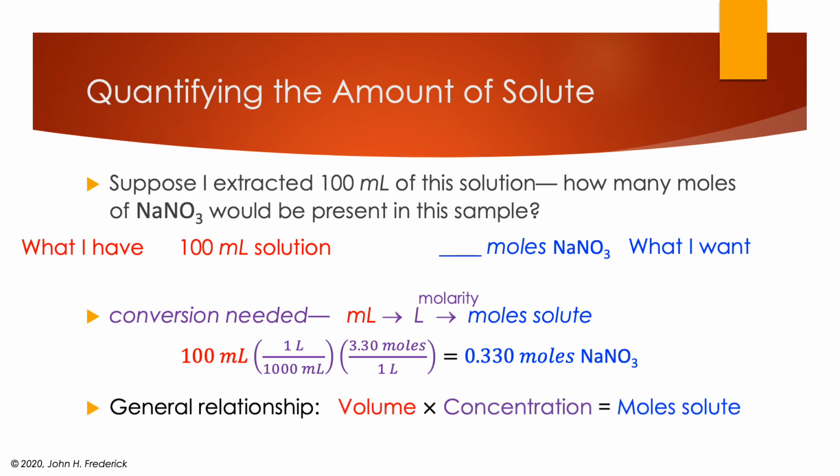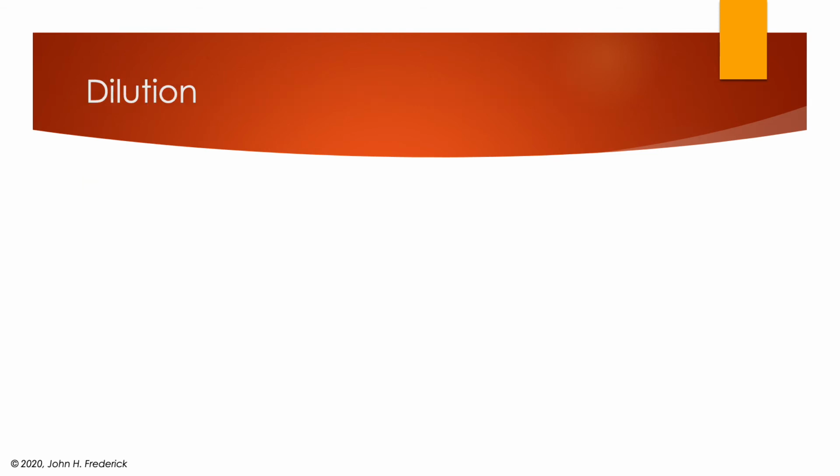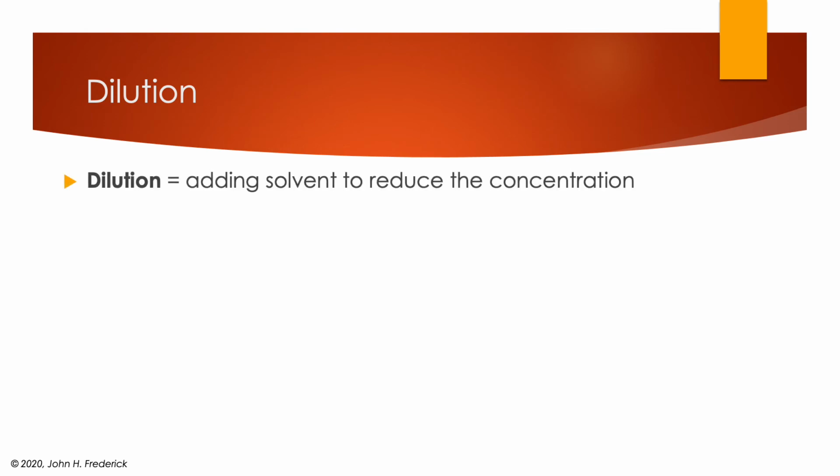So this is a general relationship. If we multiply the volume times the concentration, it will always tell us the amount of the solute that we have present. Now it turns out that this is a very useful relationship, and we can use it to figure out a number of other things as well. One of those is dilution. So dilution is basically when we add a solvent to our solution to reduce the concentration. So I've got 250 mL of solution here. If I add more solvent to that, more water, I'm going to cause the concentration to go down because there will be the same amount of sodium nitrate, but I'll have now more solution.